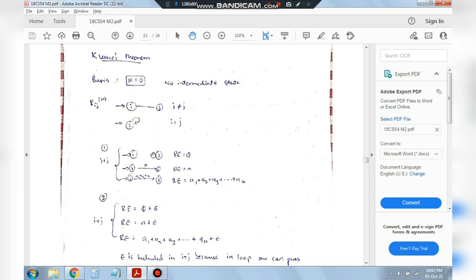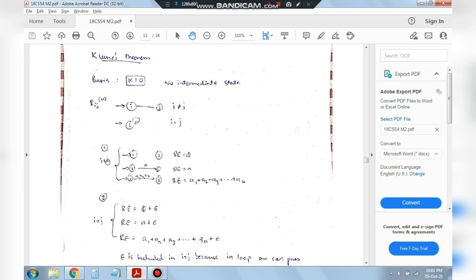If it's not connected, it means RE is equal to null, and if it's connected by a single letter, RE will be equal to that letter, and if it's connected via multiple letters, RE will be equal to a1 plus a2 till ak. Okay, this is for i is not equal to j.